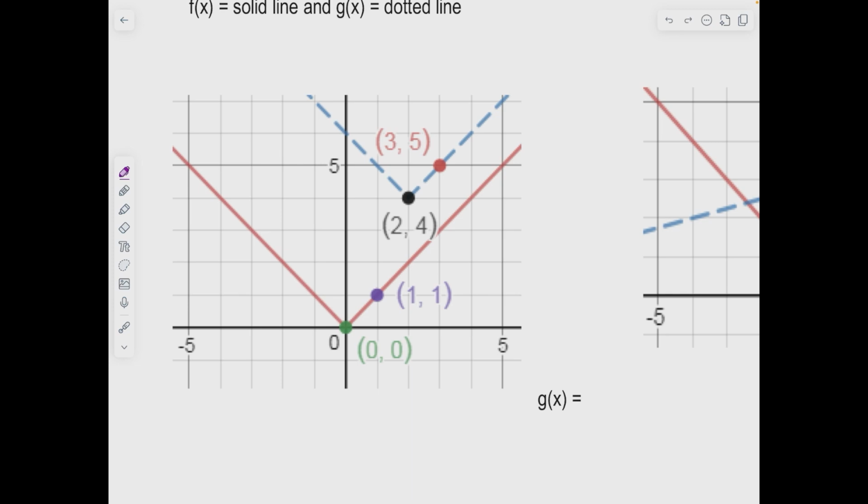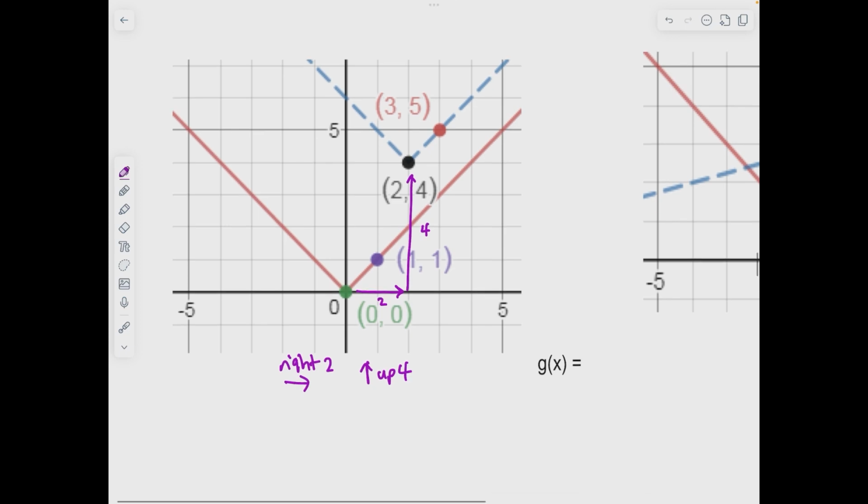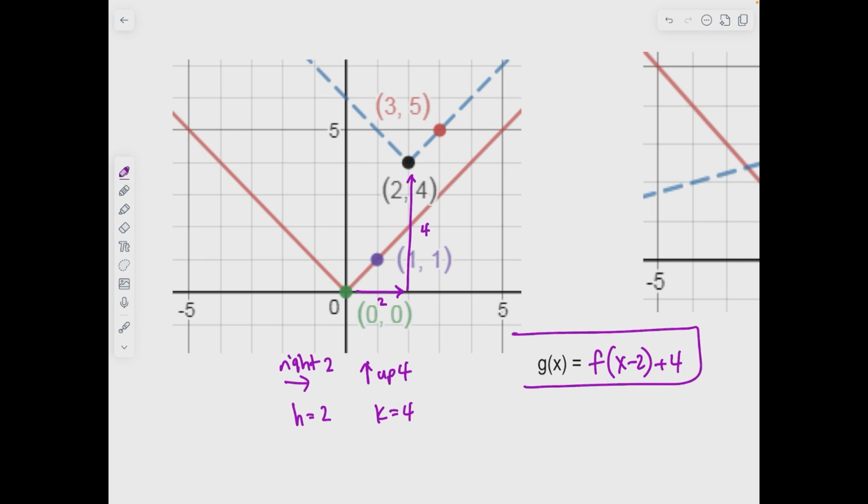So my vertex is 0, 0. How do I get it to 2, 4? So I have to go 2 units to the right, and then I have to go 4 units up. So I have to go right 2, and I have to go up 4. So therefore, I can count on that. So if I want to go right 2 units, that becomes x minus 2, f of x minus 2. And if I want to go up 4 units, it will be plus 4. That means that my h value was 2 and my k value was 4. And that's how I would get my answer here.